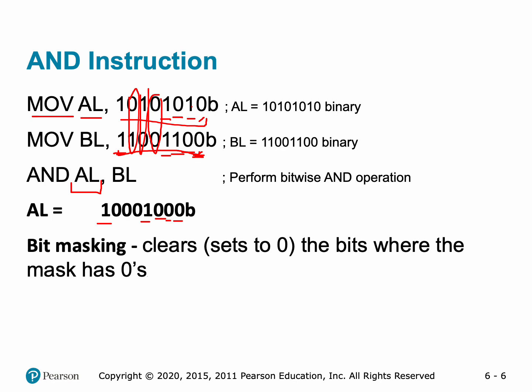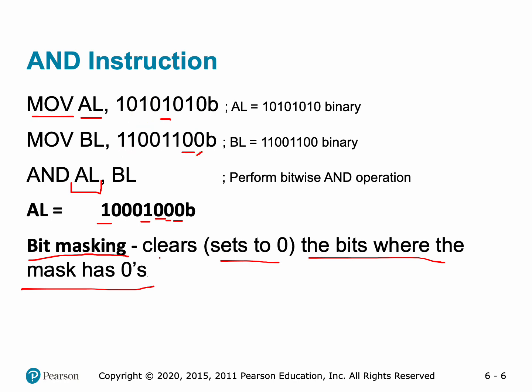So this is an example of what we call bit masking, and bit masking just clears, or sets to 0, the bits where the mask has zeros. So the mask here would be BL. BL is the mask. Let me erase this right here. So BL would be the mask right here, and it clears or sets to 0 the bits where the mask is 0. So we're going to mask these two bits, and we're going to mask these two bits right here.